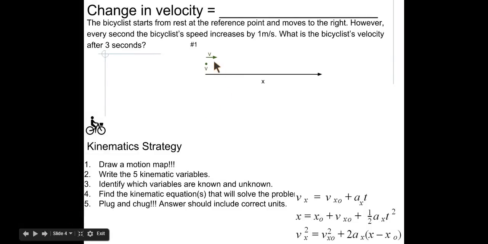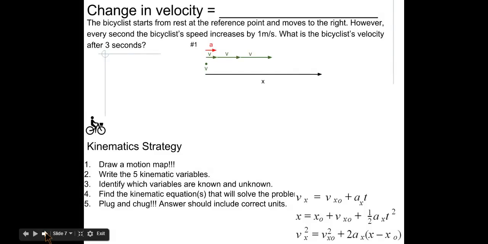Then a split second later, we know that the velocity increases 1 meter per second. So now the arrow points to the right because this is a positive increase. So 1 meter per second is to the right. And then the velocity increases another 1 meter per second. So it went from 0 meters per second to 1 meter per second to 2 meters per second. So 0, 1, and 2 meters per second. Then finally, it increases another meter per second. So now it's going 3 meters per second. So notice the arrows increase each time.